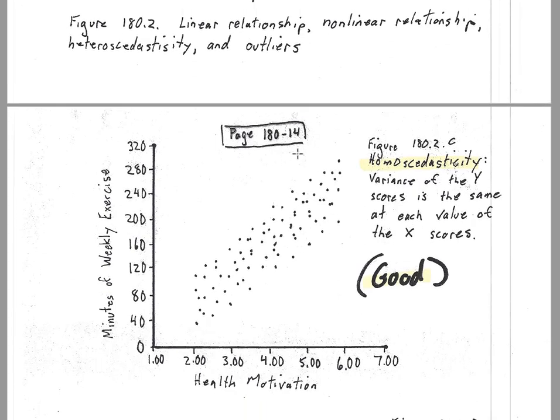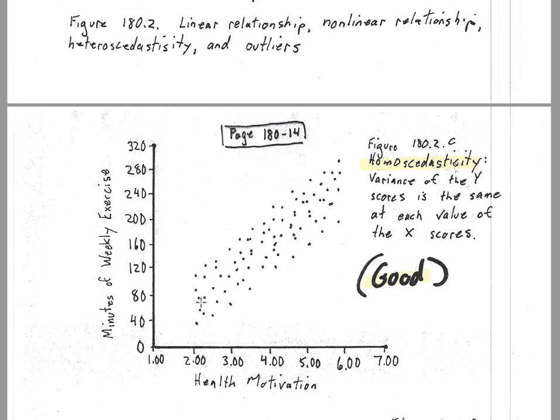I'm on page 180-14. We're now going to look at homoscedasticity. Definition for homoscedasticity: the variance of the y-scores is the same at each value of the x-scores. Homoscedasticity, the variance of the y-scores is the same at each value of the x-scores. Think about it this way. We're looking at health motivation, and the relationship between it and minutes of weekly exercise. Focus only on the people that score low on health motivation. People who had a score of 2.0 on health motivation.